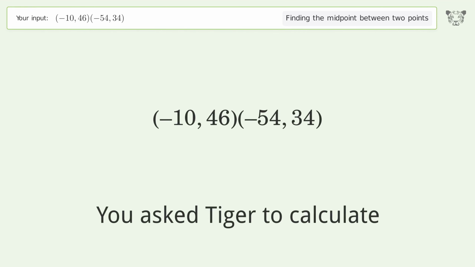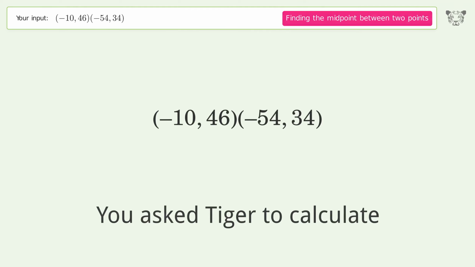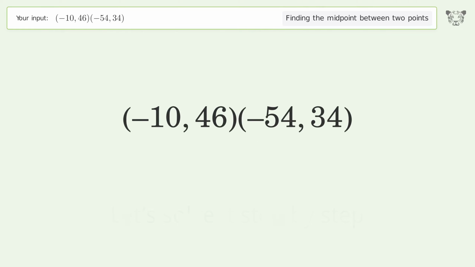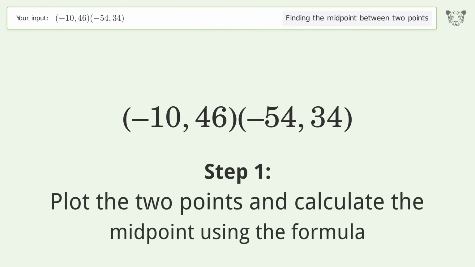You ask Tiger to calculate. This deals with finding the midpoint between 2 points. The midpoint between the 2 points is -32,40. Let's solve it step by step. Plot the 2 points and calculate the midpoint using the formula.